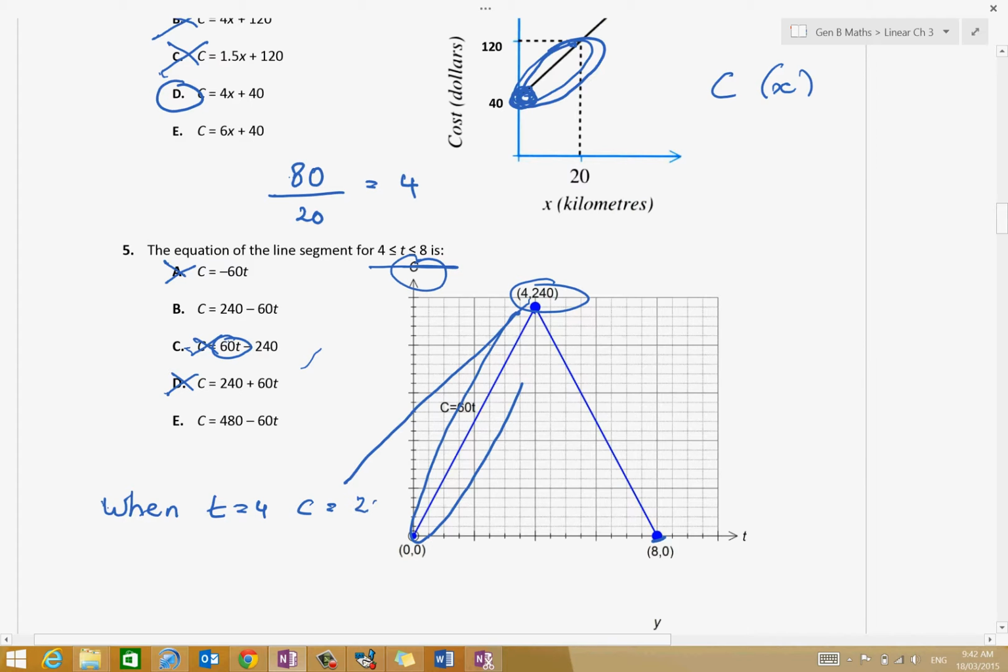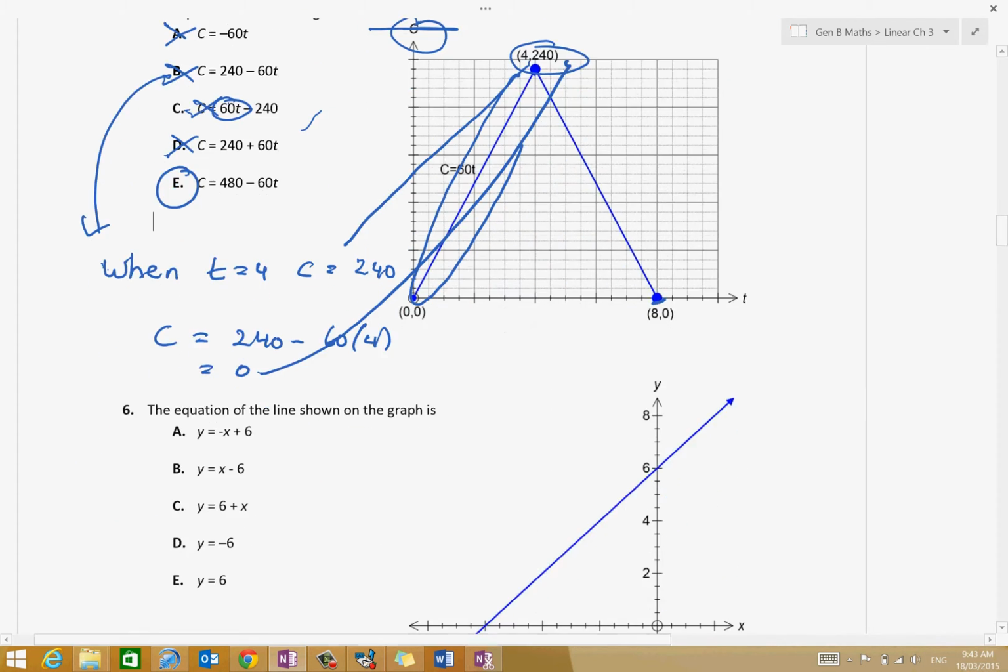240. Okay, so what we're going to do is plug that into B because we've only got two options. So let's try it. C is equal to 240 minus 60 times 4. 240 minus 240 is 0. Is this 0? No. So if it's not that one, we've just ruled it out. It has to be E. That's how I would do that question. You do not need to find the equation of the line.